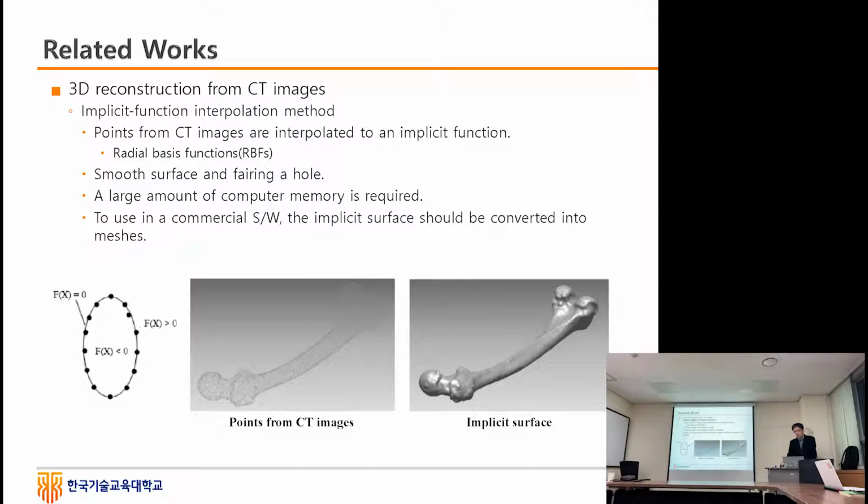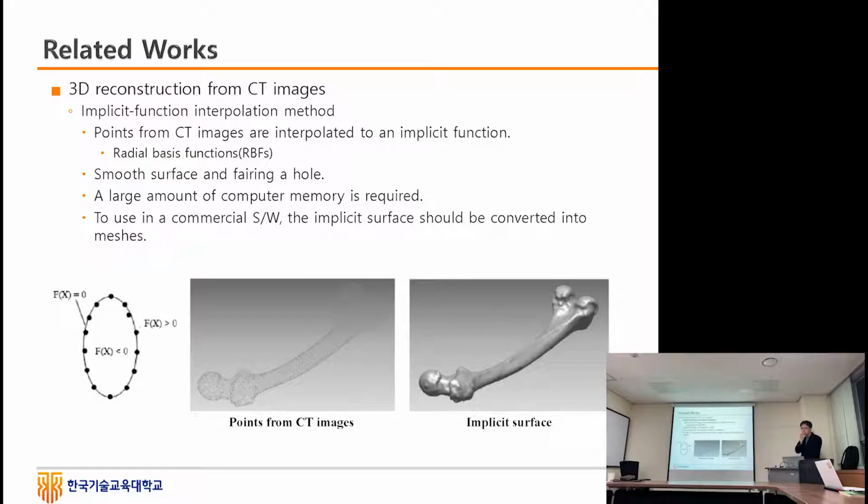In the implicit function interpolation method, the most popular function used to interpolate is the radial basis function. When you use the radial basis function, a smooth surface can be obtained. This is an example of implicit function interpolation. The points are the pixels in CT images, and if we use this method, we can obtain a smooth surface.